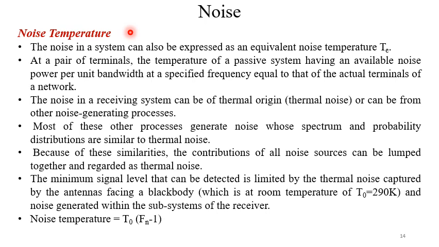The minimum signal level that can be detected is limited by the thermal noise captured by the antennas facing a black body, which is at room temperature, nearly 290 Kelvin, and noise generated within the subsystems of the receiver. Now we have the relationship of this noise temperature with the noise factor: T0 equal to Fn minus 1. So this is the relationship. T0 is the ambient temperature, so you can take it as 290 Kelvin.